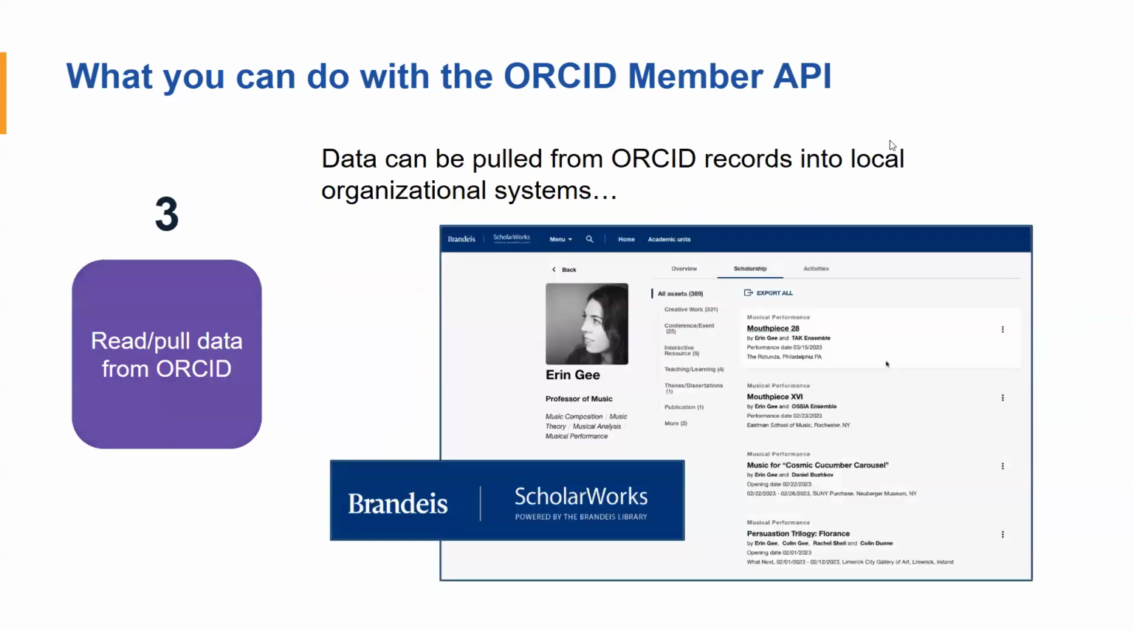On the next slide, we're going to talk about the third function of the member API, and this is reading or pulling data from researchers' ORCID records. The ORCID API allows for reading data from ORCID, such as works or publications, funding that the researchers have received, or peer review activities. It could also be education or professional activities. These data from ORCID can then be added to a system, for example, a faculty reporting system or faculty profile pages. And that's what you're seeing here on this slide.